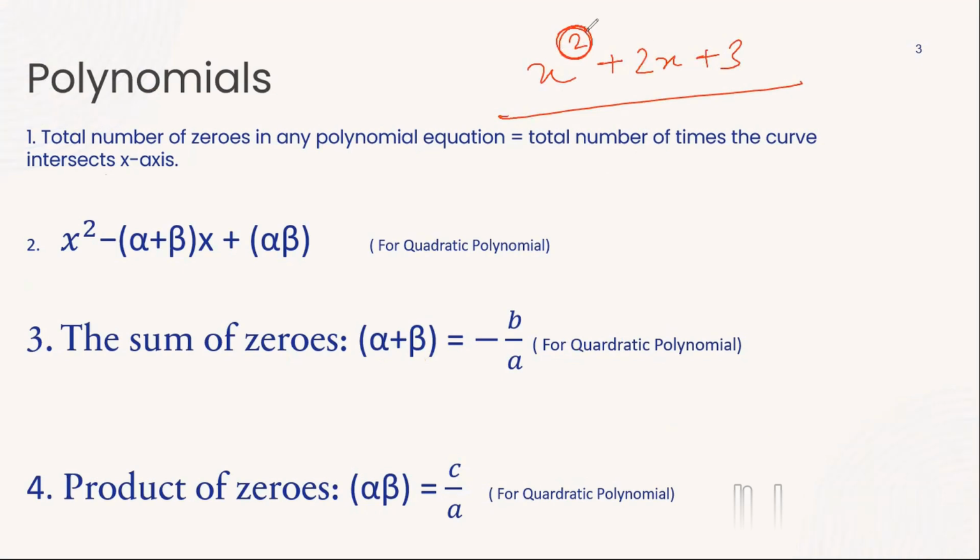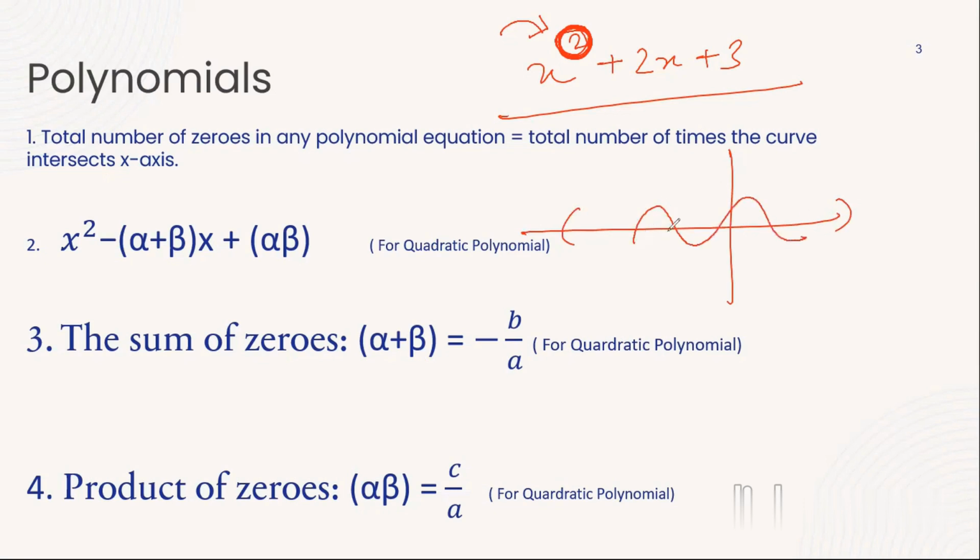Whatever the maximum degree it has, the number of zeros is equal to the power you have in the equation. Suppose the highest degree is 2. If I ask you how many zeros, meaning how many roots or solutions, you have for this equation, you will say, ma'am, 2. Maximum is 2, right? And what is this line? The total number of zeros in any polynomial equation is equal to the total number of times the curve intersects the x-axis. Suppose this is a graph, everyone, and you have it like this.